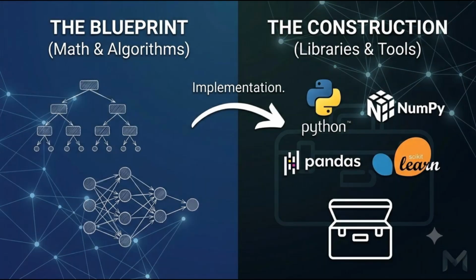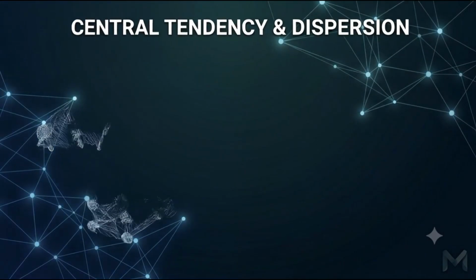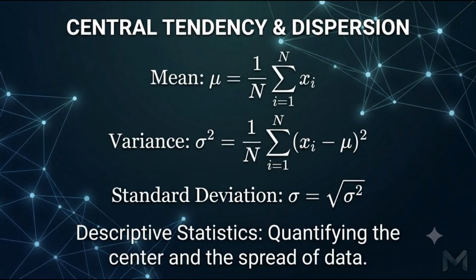Let's get into it. The mathematical foundation: descriptive statistics. Machine learning is often described as a branch of computer science, but at its absolute core, it is applied mathematics. If you want to understand how a model sees your data, you have to start with descriptive statistics. This is the art of summarizing and organizing a massive pile of messy numbers so that human beings and algorithms can make sense of them.